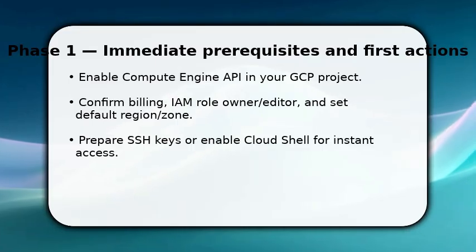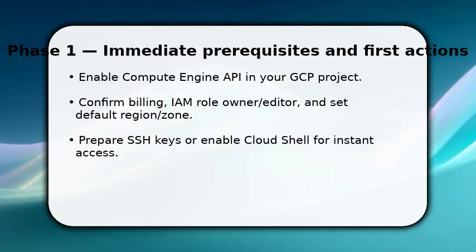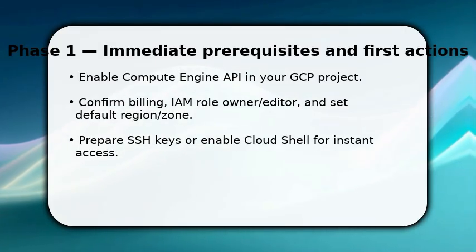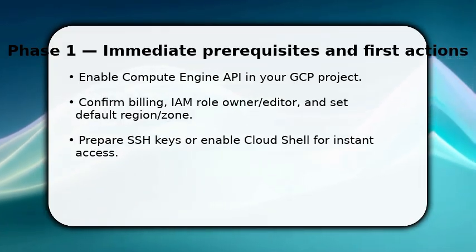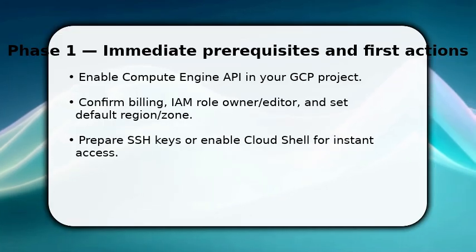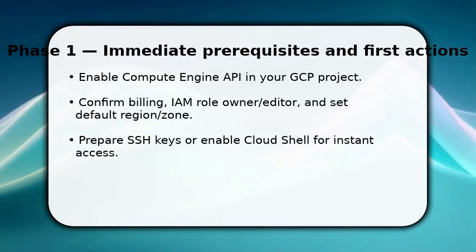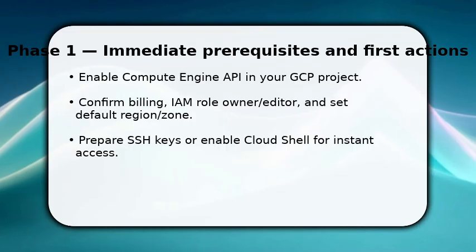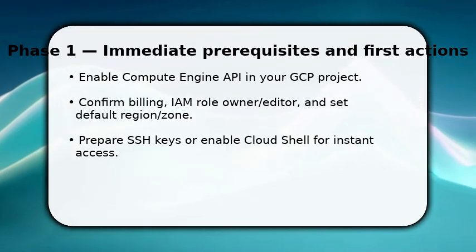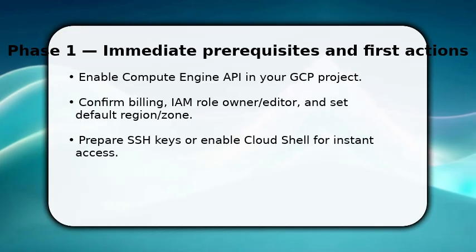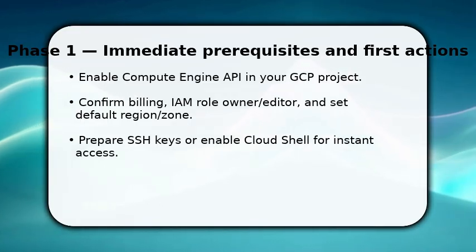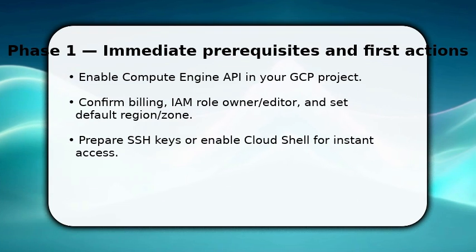You begin by confirming prerequisites, then take the first actionable steps. Enable the Compute Engine API and verify billing is active. Once done, set a default region and zone to reduce prompts and ensure you have an IAM role with VM creation rights. Generate or upload SSH keys or open Cloud Shell for immediate command line access. This gets your environment ready so you can create an instance without interruption.